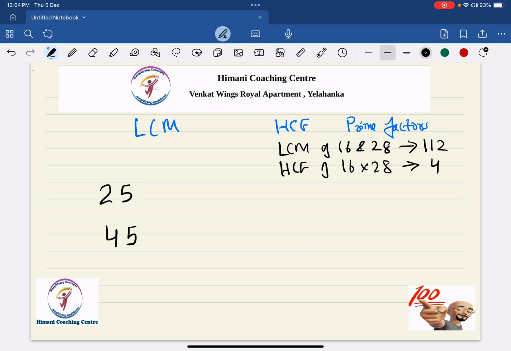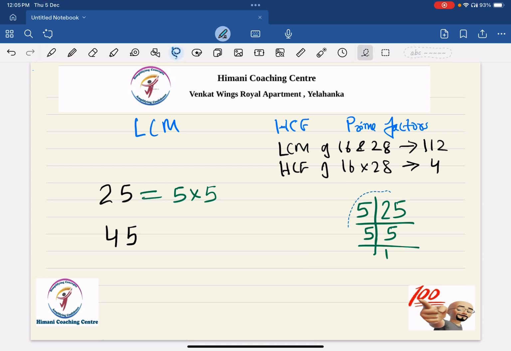So kids, now let us find the prime factors of 25. The unit digit is 5. That means the number is divisible by 5. So 5 fives are 25. Then 5 goes one time. So for 25 we get 5 times 5. Okay. Now let us find the prime factors of 45.